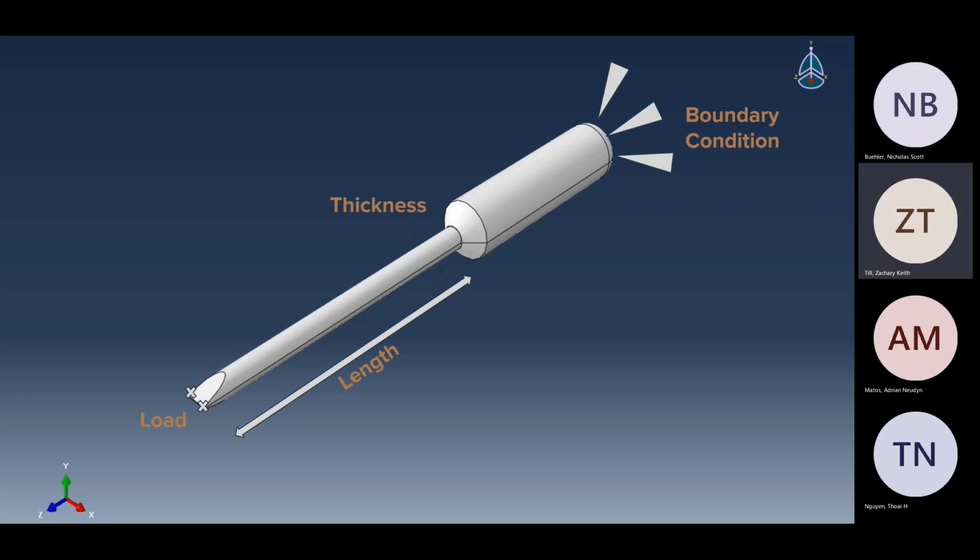So this is the model screwdriver that we created in Creo, and the two variables that we're going to be changing are the length and the thickness of the steel rod. We were able to apply the load of 50 pounds to the tip of the screwdriver, and we placed the boundary conditions at the end of the handle where the user would be holding the screwdriver.